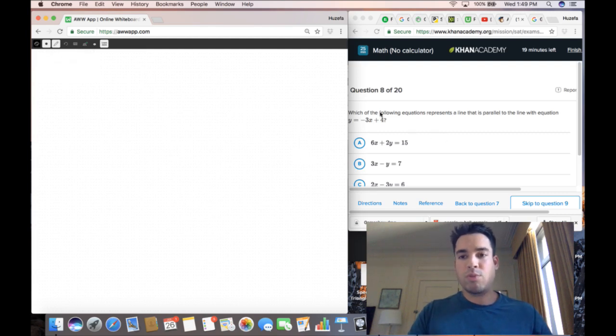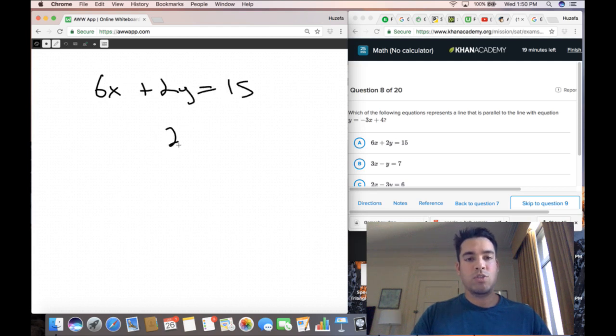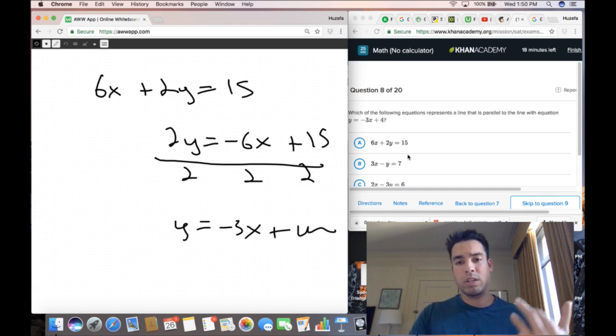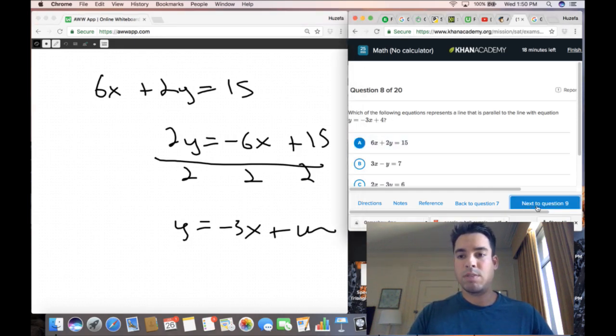Y equals negative 3x plus 4, which is a parallel line. So we need any of these lines with the slope of negative 3. These aren't in slope-intercept form, but I can tell you right off the bat, A has got to be it, because if we move the 6x over, it'll be negative, divided by 2, and we get negative 3 for the slope. I'll show you really quickly why. We say 2y equals negative 6x plus 15, and then we divide everything by 2, and we get y equals negative 3x plus blah, blah, blah. The constants are irrelevant as long as it's not 4, because then they'd be the same lines. So A is our right answer, and we can safely move on.